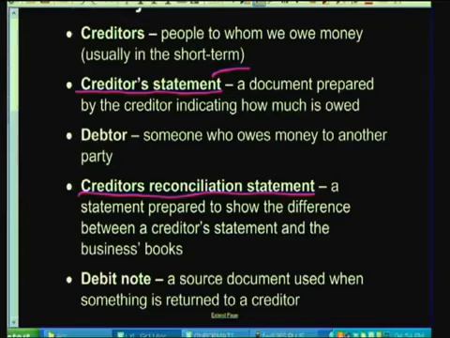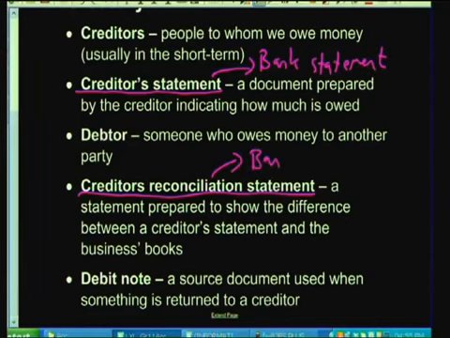I'm going to link it to bank reconciliation, and I'm going to tell you that the creditor's statement is like the bank statement, whereas the creditor's reconciliation statement is like the bank reconciliation statement. So the way it works is as follows. The creditor's statement is the piece of paper or the email that you get from the creditor at the end of the month, which tells you you owe them so much money. And it'll have a balance at the bottom which tells you how much you owe them. That's exactly the same as the bank statement, which is that sheet of paper that you get which tells you how much is in your bank account according to the bank's records.